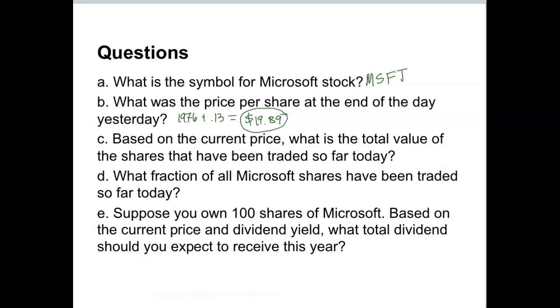So different than what it opened at today. And that's just because information can come in overnight about a company and then it'll open at a different price than it closed at the previous day.